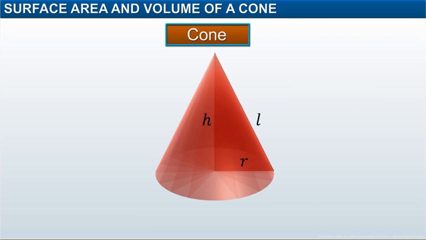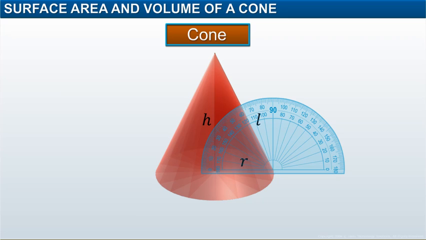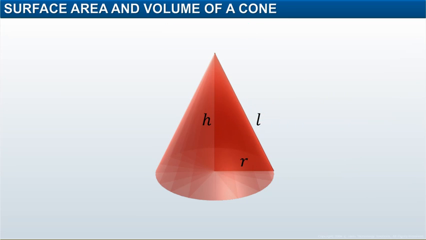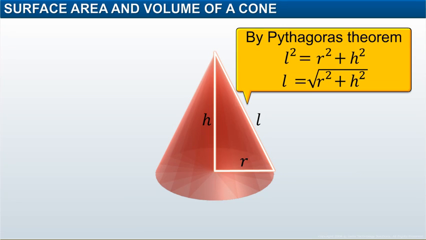A cone is called a right circular cone if its base is a circle and the line joining its vertex and the center of the base is perpendicular to the radius of the base. In this module, we will consider only right circular cones. As you can see, the difference between the height and slant height is that the height is perpendicular to the circular base of the cone, while the slant height is not. Using the Pythagoras theorem, we get the relation between L, r, and h as shown.